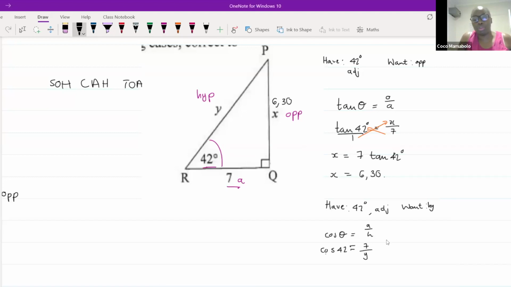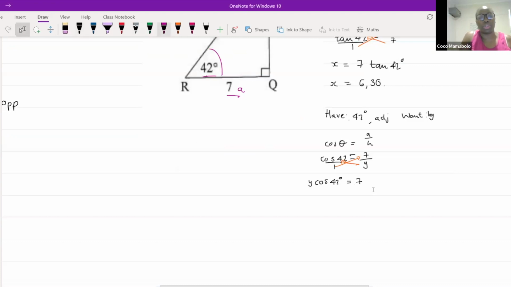And then again, we're just going to cross multiply. Y will go over and 1 will go over there. So I'm going to end up with Y cos of 42 degrees is equal to 7. And because I want Y on its own, I'm going to divide both sides by cos of 42, and those 2 will cancel.